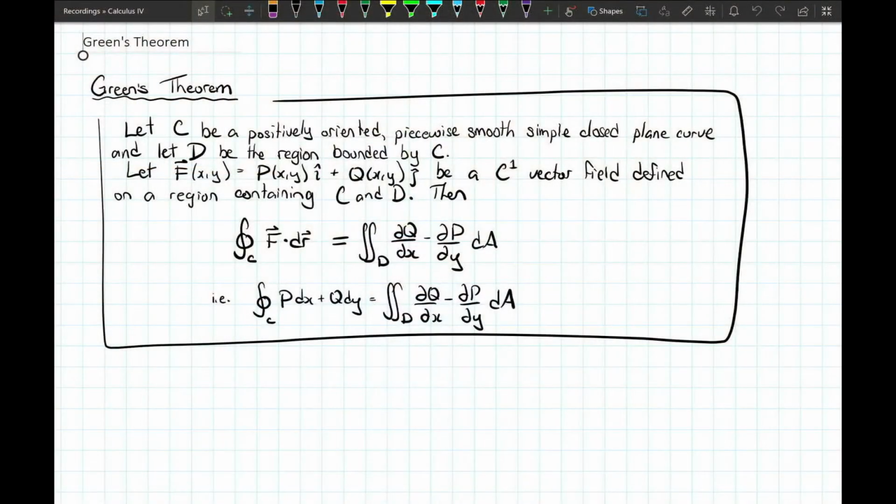Green's theorem says, let C be a positively oriented, piecewise smooth, simple closed plane curve. It's hard to say that without laughing. There's a lot of technical terms there.